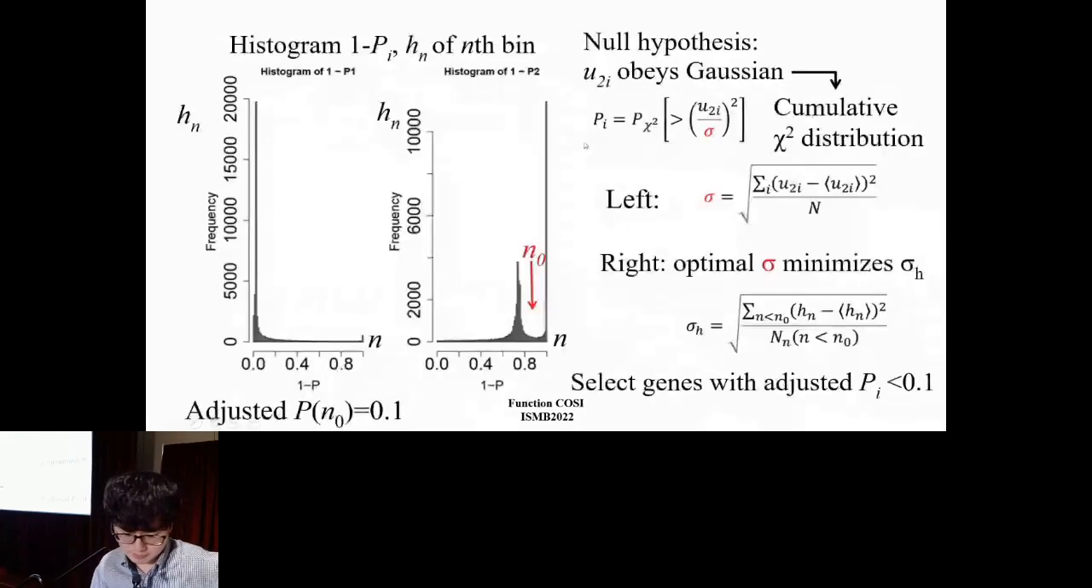Then we assign a p-value to the gene-dependent vector u2. On the left is the 1 minus p histogram. On the right is the 1 minus p histogram with standard deviation optimized to follow a Gaussian distribution as much as possible. After optimization, the histogram is closer to a Gaussian distribution. This means that outliers can be successfully considered outliers. Finally, genes with p-value less than 0.1 were selected.